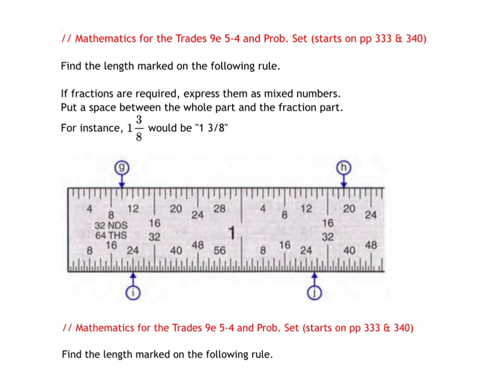So looking at G, we know that this side is in 32nds. Each one of these tick marks represents 1 32nd. 1 32nd, 2, 3, 4, 5, 6, 7, 8. We're marked here at G, so here's 8, 9, 10. So G is 10 32nds, but we can reduce this to 5 over 16.